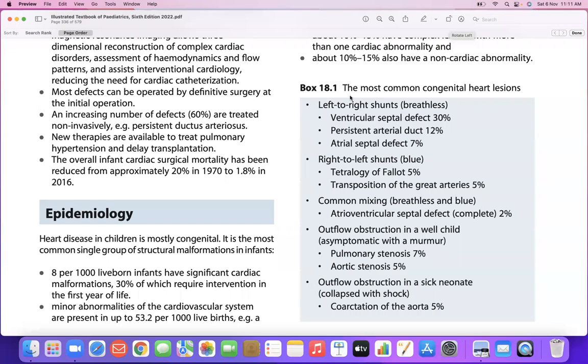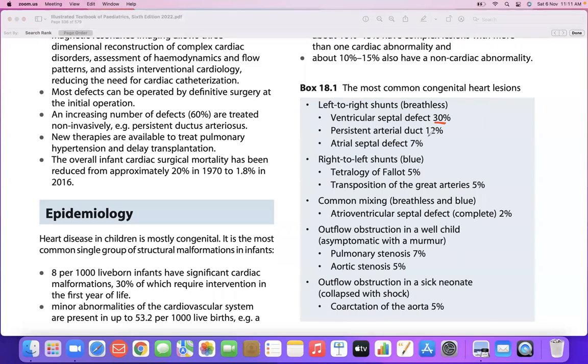So the most common congenital heart lesions we see in children are left to right shunts. Left to right shunts are the most common. If you see the numbers here, the most common among them is the VSD. You see 30%. No one else comes close to 30% throughout this whole table.